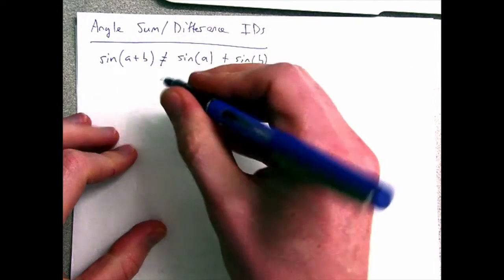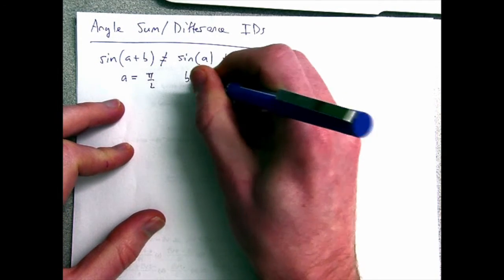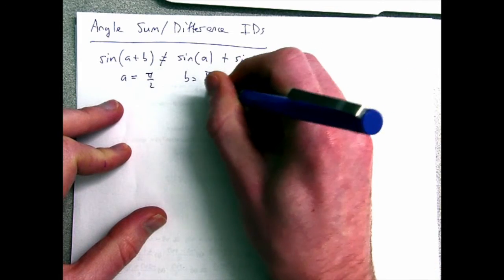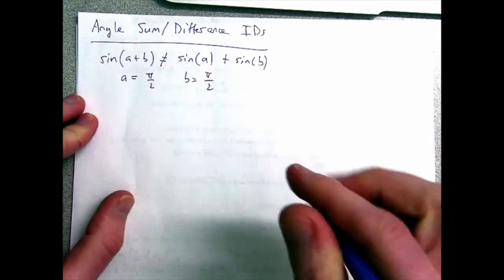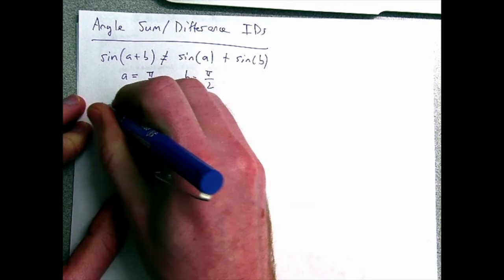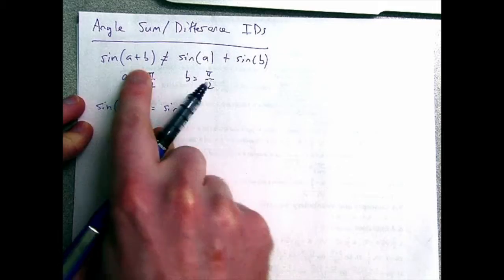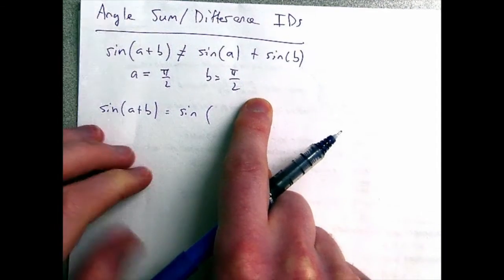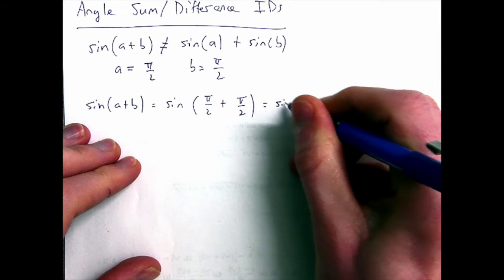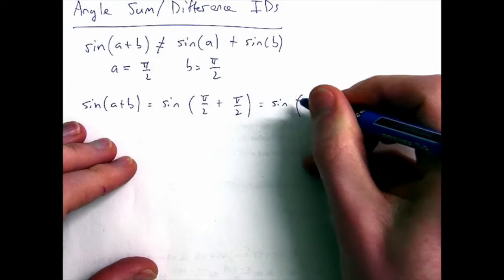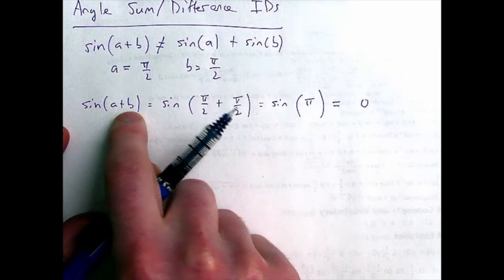It almost never works. If I choose angle A to be pi over 2, and I choose angle B to be also pi over 2, we'll see that the sine of A plus B is not, in fact, equal to the sine of A plus the sine of B. So let's have a look. The sine of A plus B would be the sine of pi over 2 plus pi over 2, which is the sine of pi, which hopefully you remember is 0. Okay, so that's the sine of A plus B.